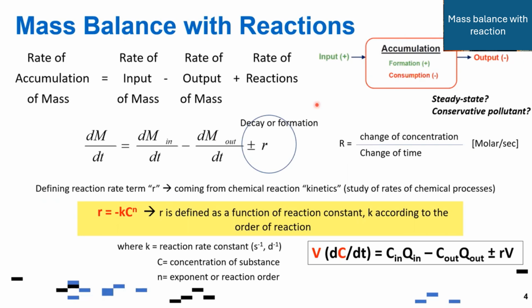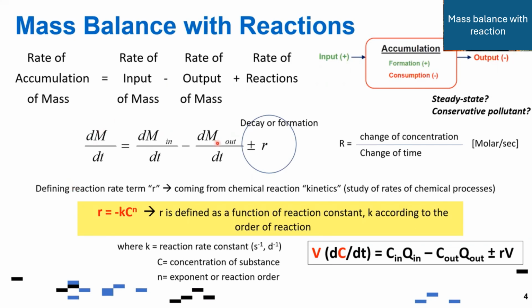We are talking about mass balance without reaction. So what were the two assumptions that we made before, so that it becomes a simpler way of representing our mass balance equation? That was mass balance without reaction. If it's a steady state condition, this is zero. If it's a conservative pollutant, that is where there is no reaction.